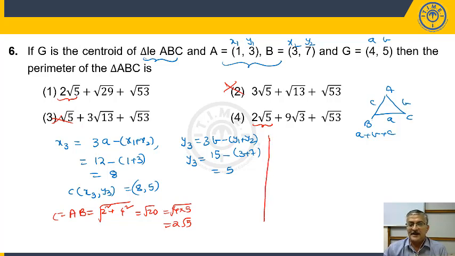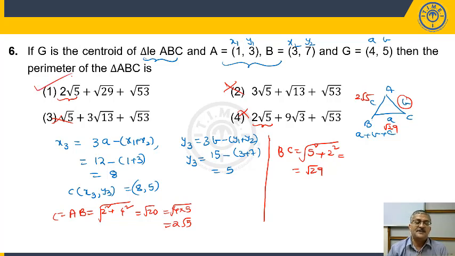Now we calculate the BC distance. What is the BC distance? B is 3, C is 8, so 8 minus 3 is 5 square, and 7 minus 5, 2 square. So 25 plus 4 is nothing but root 29. So the length BC is root 29 and c is 2 root 5. Automatically there is no need to calculate b because only two options are there. Because root 29 is not in this one, obviously the first one is the correct answer.